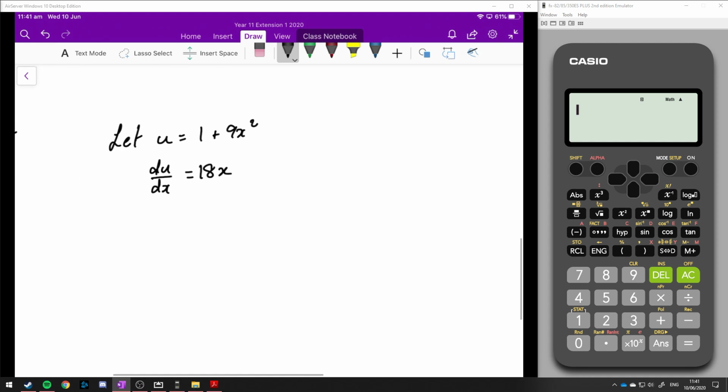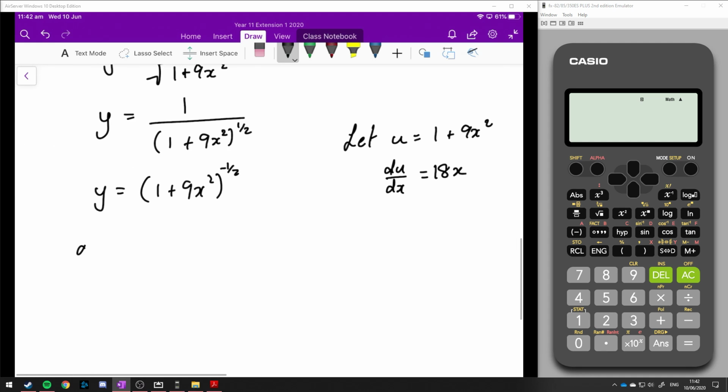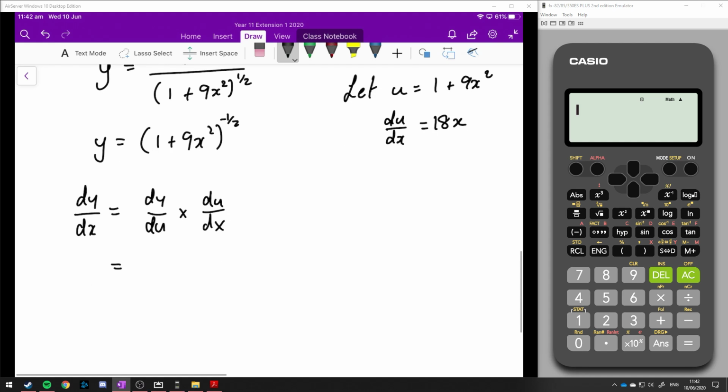And if u is equal to that, then y must be equal to u to the power of negative a half. So that means that dy du is equal to negative a half u to the power of negative 3 on 2. So dy du is negative 1 over 2 lots of the square root of u to the power of 3, like that. Okay, so now we can work out what dy dx is, and we know that that's dy du times du dx by the chain rule.